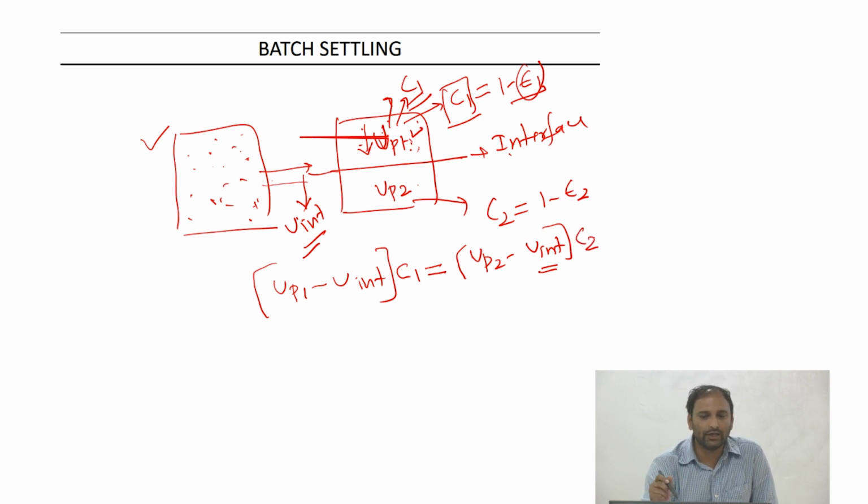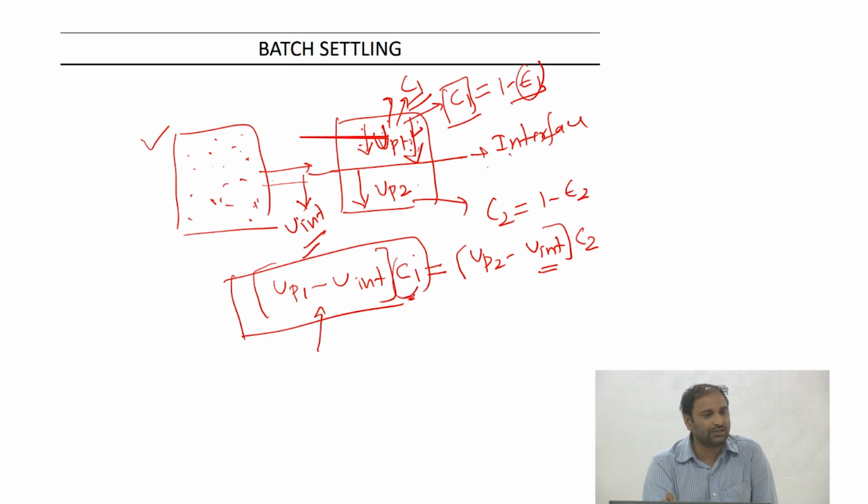So the condition for you to get a perfectly sharp, clear interface is that the particles reaching the interface from above should be the same as the particles leaving the interface into the two different zones. This is the relative velocity times the concentration, so effectively it is a mass balance.